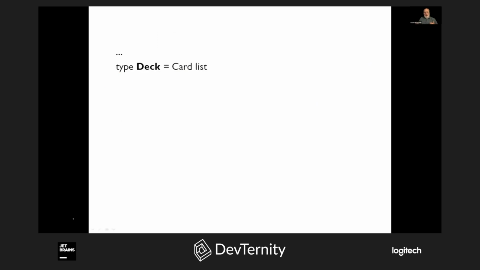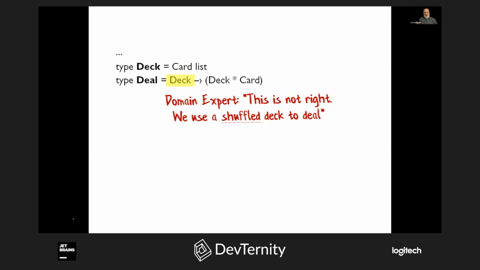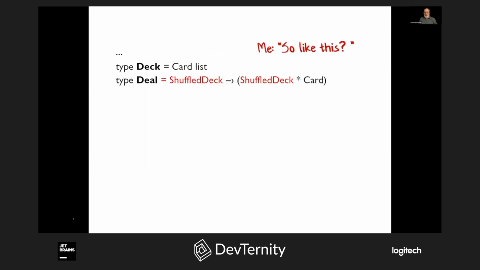So I'm going along, let's say I'm doing a card game or something, and I write down that a deal is, what I said, you start with a deck and you have a new deck at the end and so on. Now, a domain expert might look at that and say, actually, that's not right. When we deal from a card, we actually use a shuffled deck. Okay, so I say, okay, so a shuffled deck is the input and the output is also a shuffled deck. Is that right? And they say, yes, that's just right.